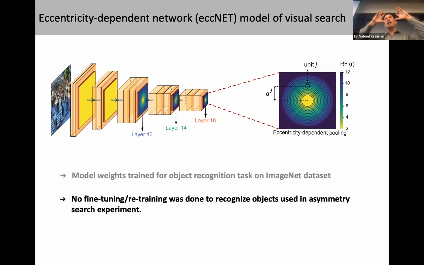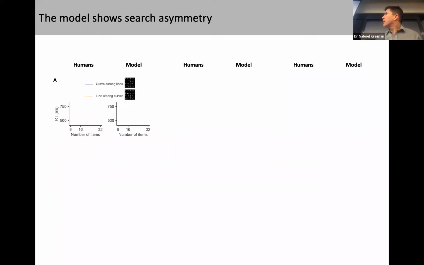So we're going to be looking for circles with different directions of illumination. We're looking for lines. We're looking for L's among T's. We're looking for curves. All of these models were trained on ImageNet. So they were trained on pictures of cats, dogs, chairs, etc., not on these particular psychophysics images.